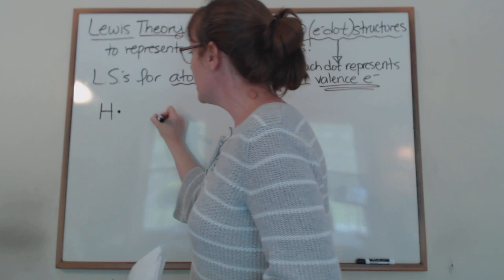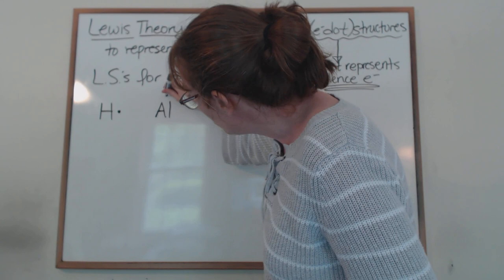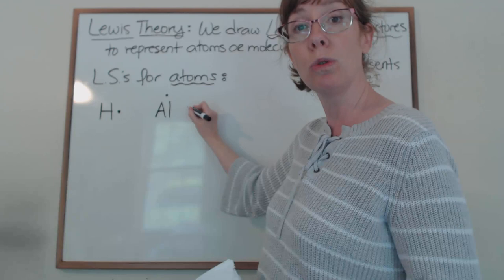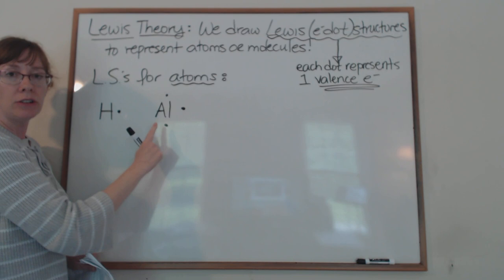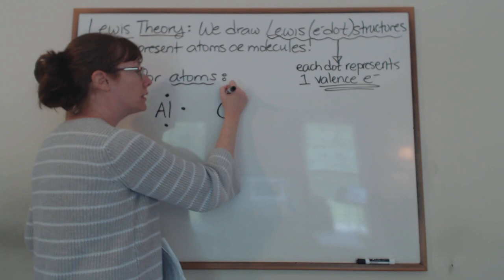How about, let's say, aluminum. Aluminum has three valence electrons, and so you're going to need three dots. Now, when you have multiple dots, you are going to put them in separate positions before doubling up, kind of like the Hund's rule concept. So one, two, three. But just understand, if you had put them in these positions, one, two, three, that also would have been fine. Carbon. Carbon has four valence electrons. One, two, three, four. Let's do several more.